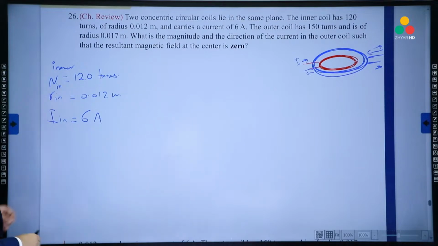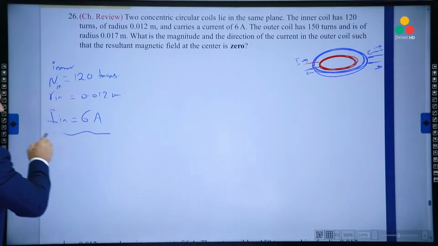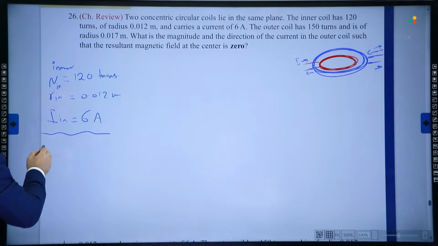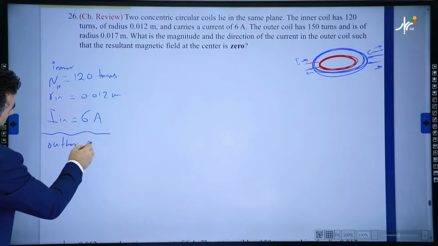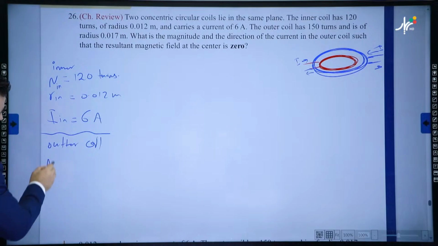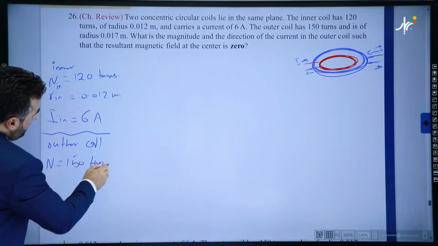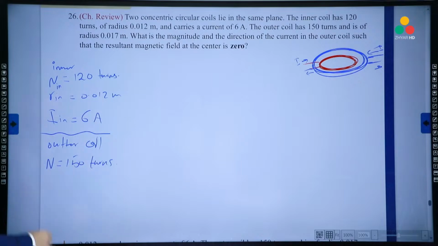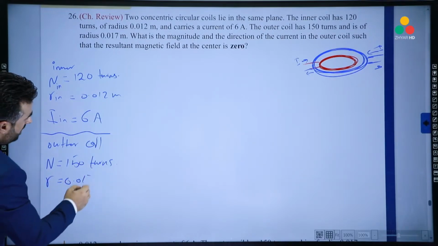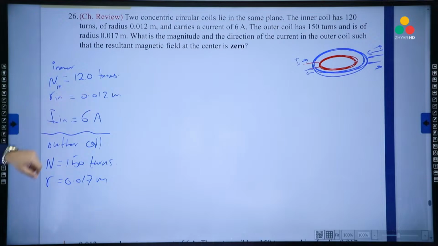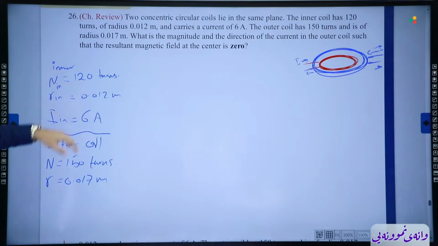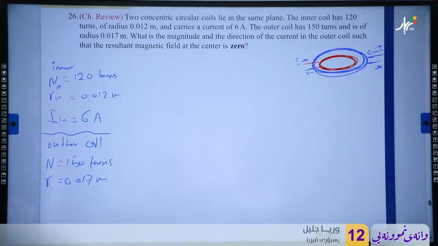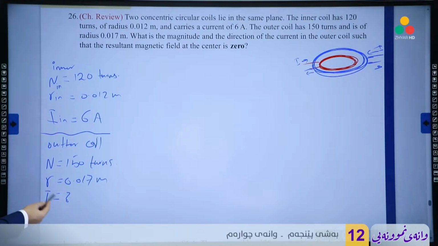What else do we have? It says the outer coil. For the outer coil, we have a number of turns N which is 150. And then the radius R is 0.017 meter. See, it is bigger than this one. It says, what is the magnitude and direction of the current in the outer coil when the resultant magnetic field at the center is 0? So find the direction and the magnitude of the current in the outer coil.